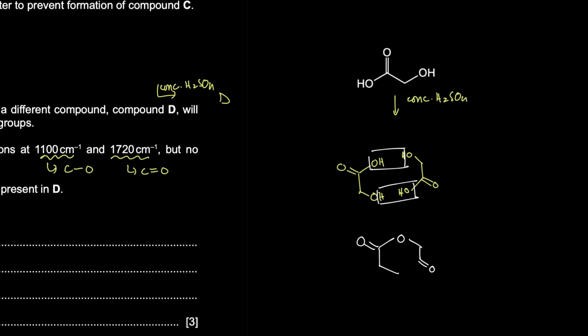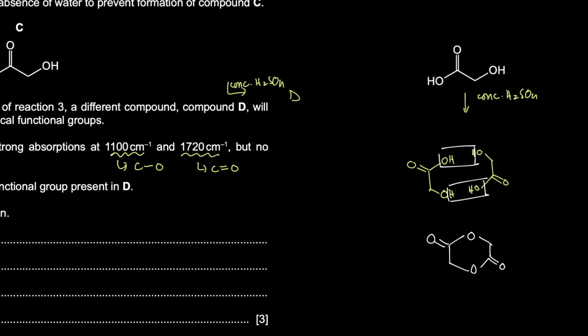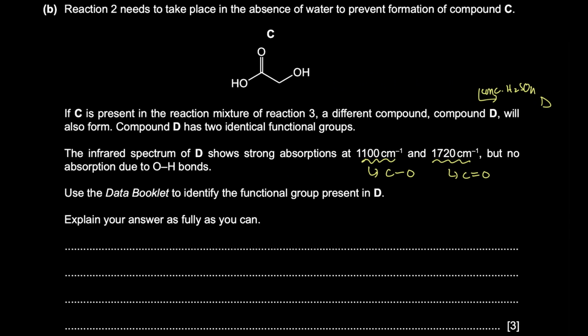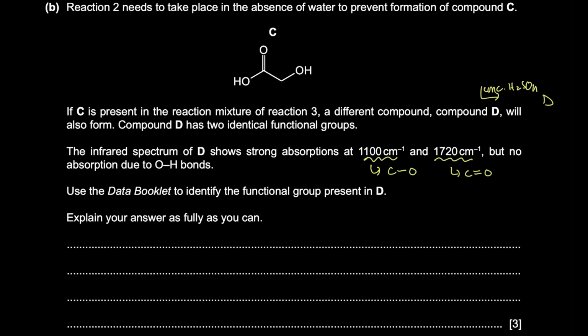Have you guys learned this? You can have self-esterification take place over here. So what can happen is two molecules of the same type can combine to form an ester, to form a diester. So that's actually the reaction that takes place here. If this compound C is present, with concentrated sulfuric acid, you end up making a cyclic diester.